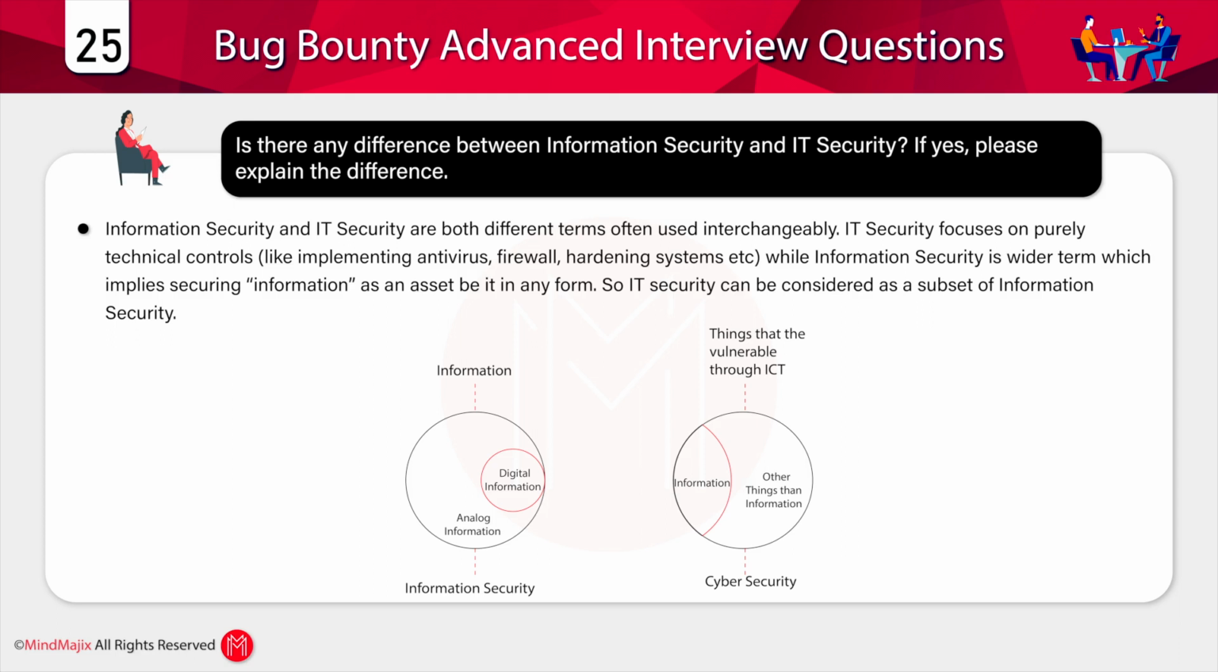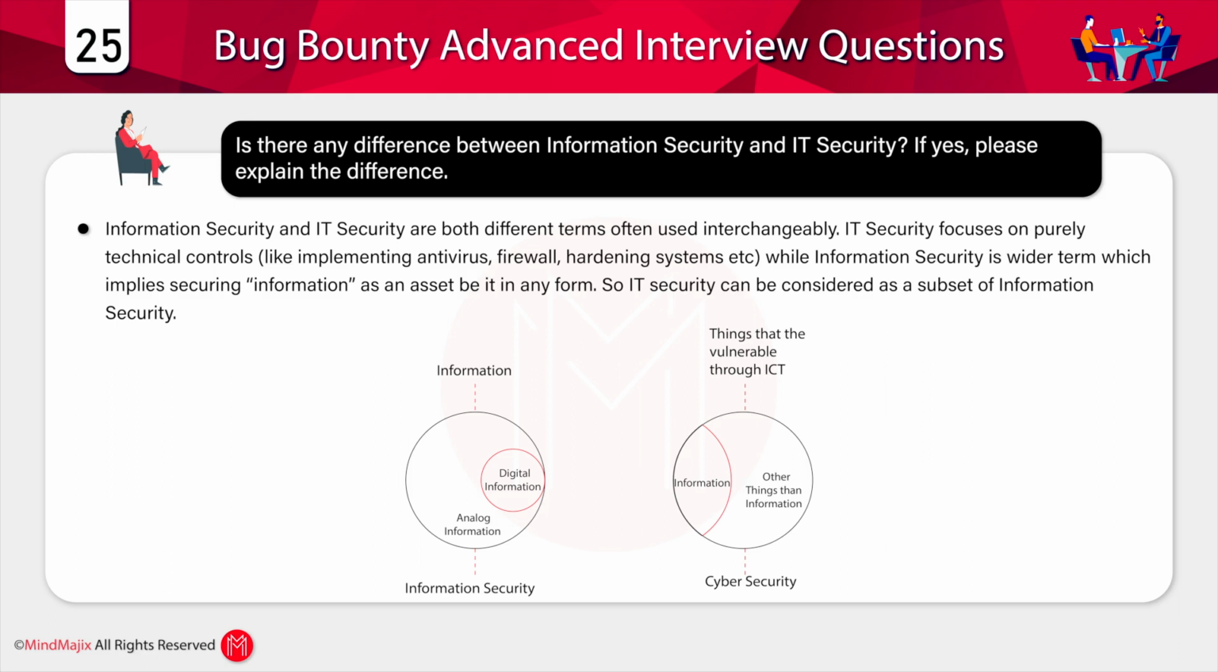Mostly they are going to ask you this type of question also: is there any difference between information security and IT security, right? So there is a difference. Information security and IT security are both different terms. First you need to know about these two things. IT security mainly focuses on technical controls, like antivirus, firewalls, switches, routers, load balancers, all these things. So it comes under purely technical controls of that particular network.